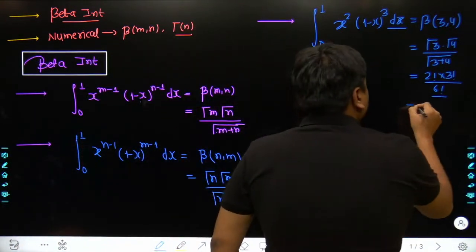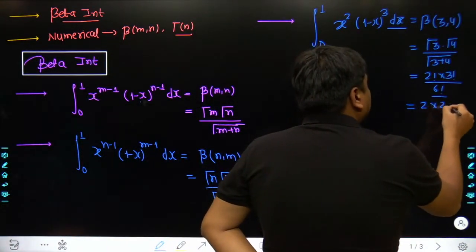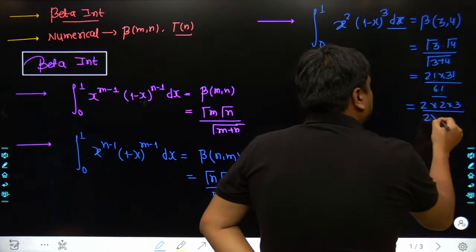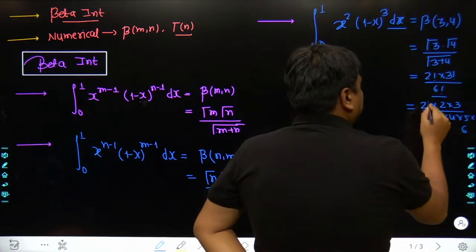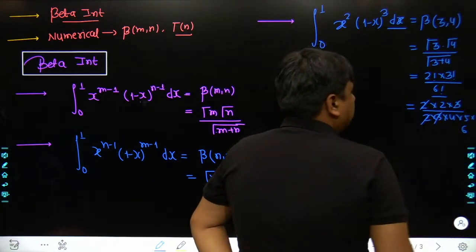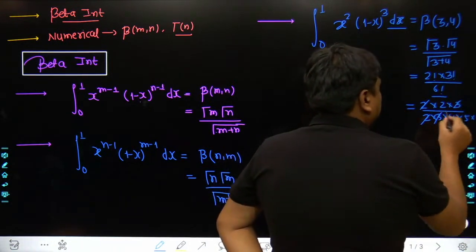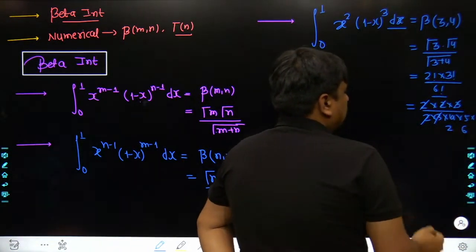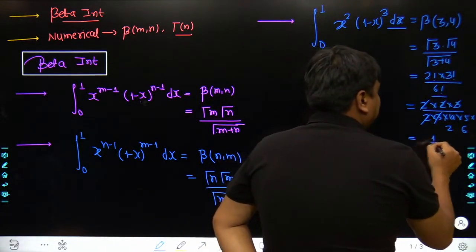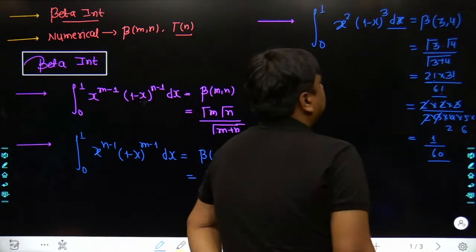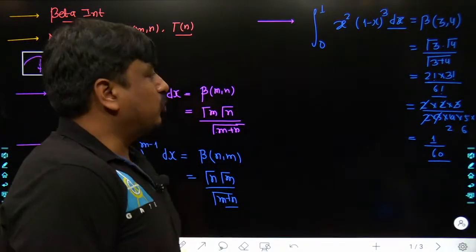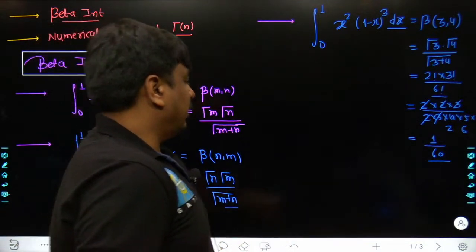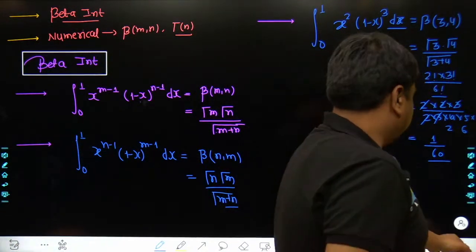So here it is going to be 2 into 3 over 2, 3, 4, 5, and here it goes 6. 2 and 2 are going to go out. 3 and 3 are going to go out. Towards the denominator side, it is left with 1 upon 60. This would be the answer for this problem. You can check this out once again. 1 upon 60 is the answer for this given problem.